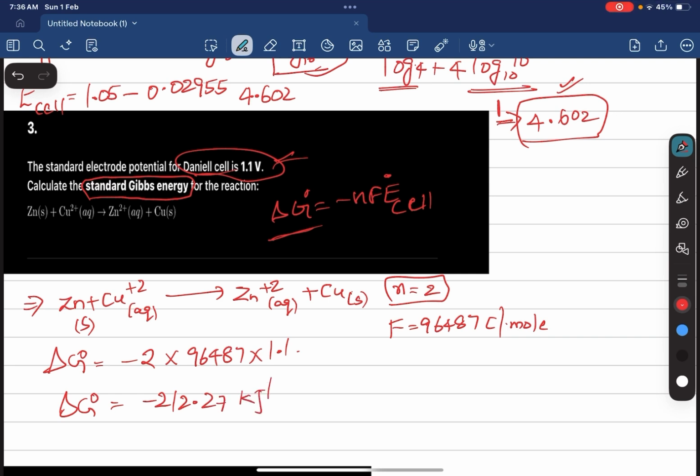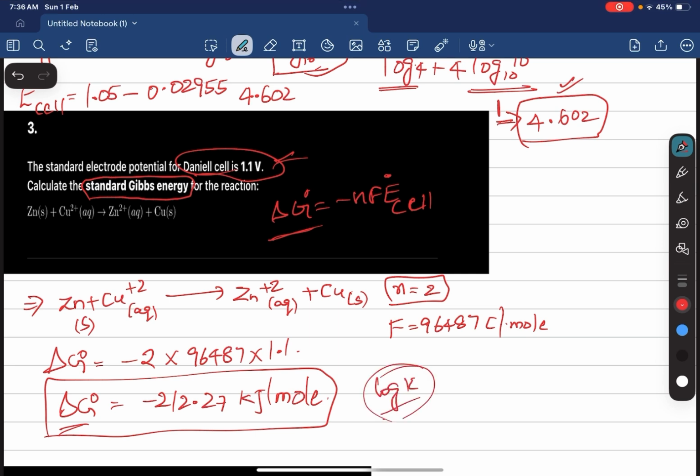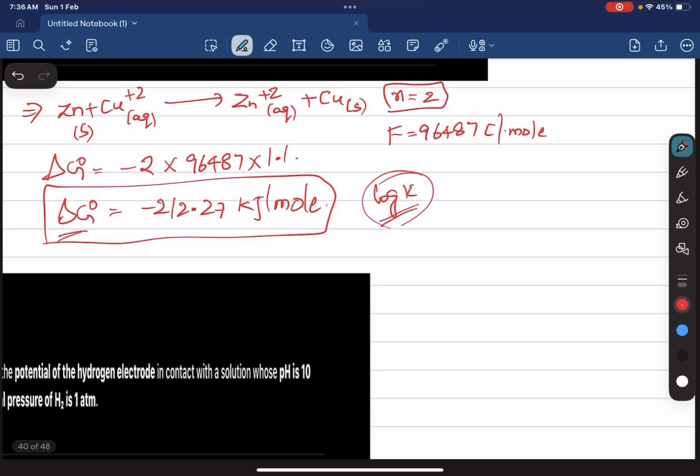Mostly these thermodynamic formula related questions come in exams. Very simple. Sometimes they ask delta G naught and later we have to find the K value also. They will ask log K or K, that is the equilibrium constant. Okay, so that is one more model.